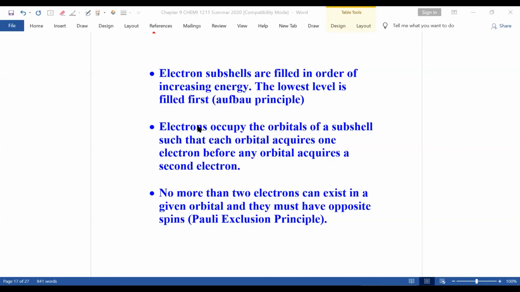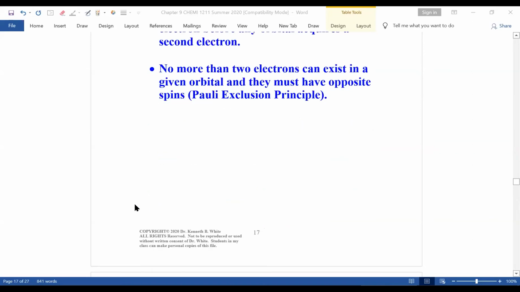And finally, no more than 2 electrons can be in an orbital, and they must have opposite spins. This is called the Pauli exclusion principle. Luckily, this stuff I won't go over.